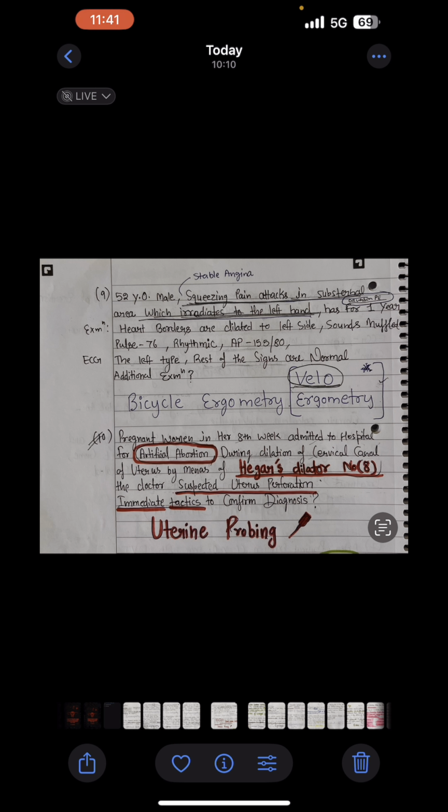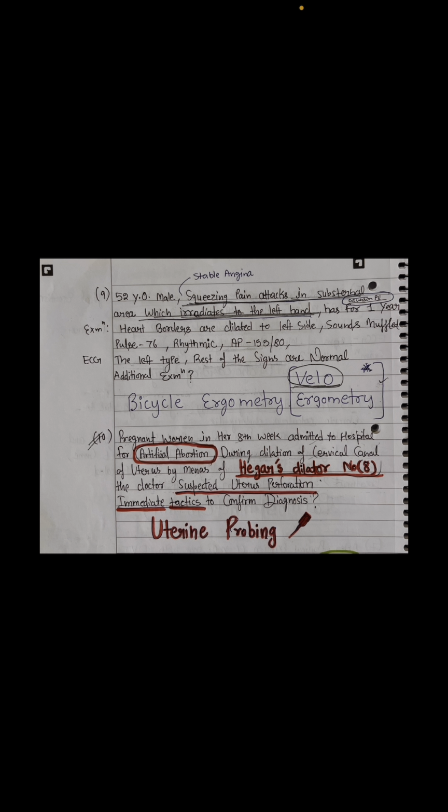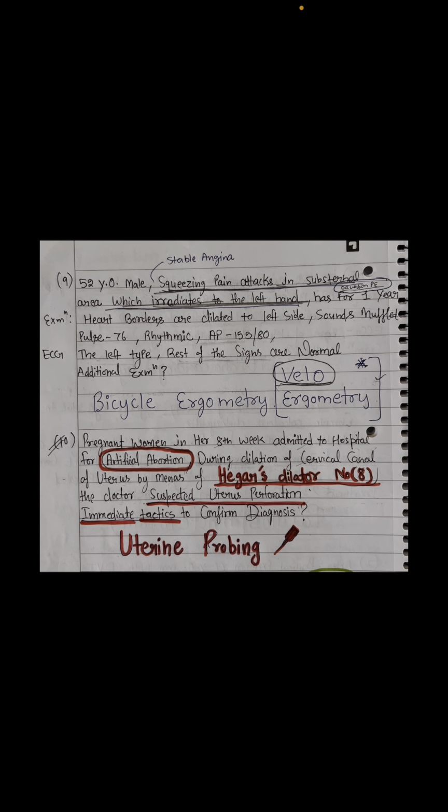The next patient is a pregnant woman in her 8th week admitted to the hospital for artificial abortion. During the dilation of the cervical canal of the uterus by means of Hegar's dilator number 8, the doctor suspected uterus perforation. So the immediate task is to confirm the diagnosis. A good method to confirm the diagnosis could be laparoscopy or something like that. But the question is incorrect, but we have to remember it.